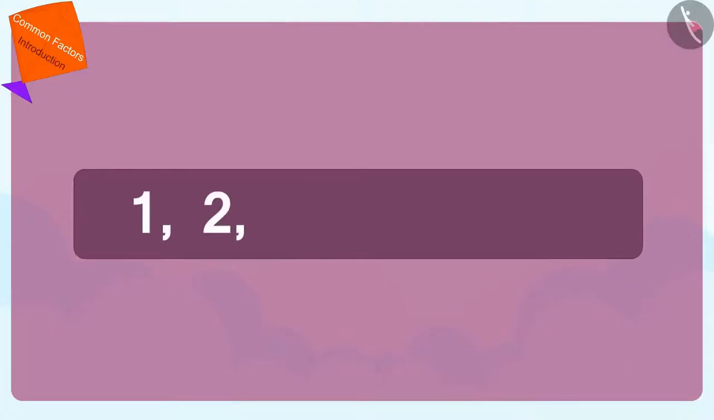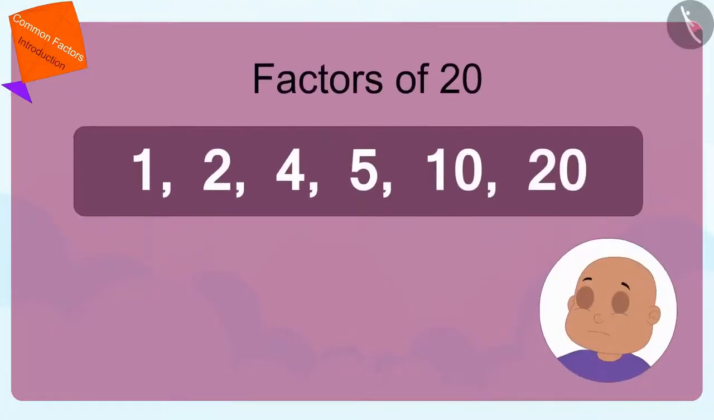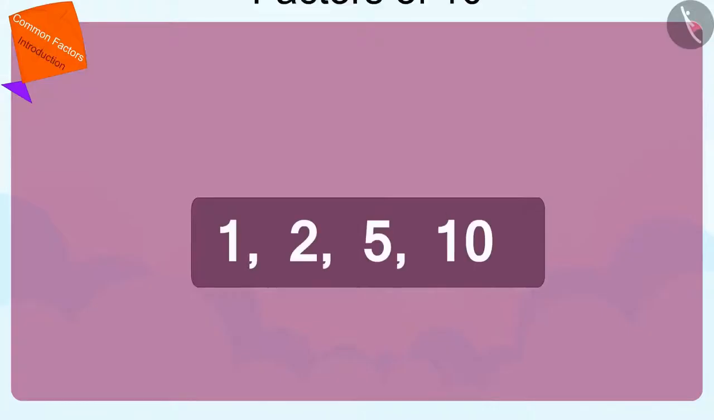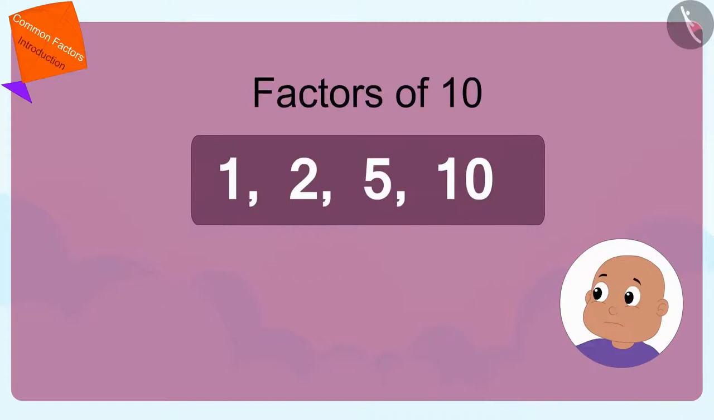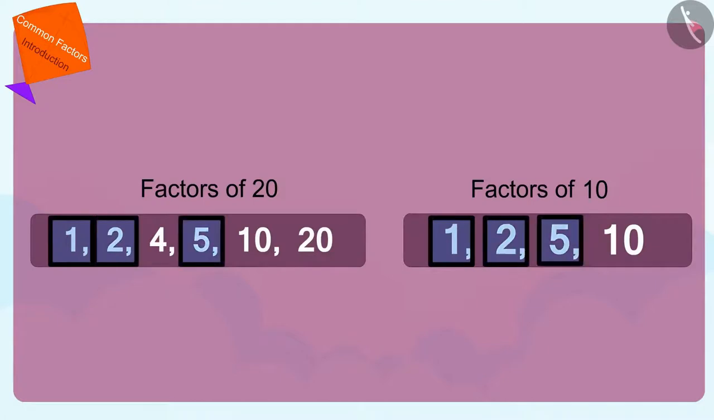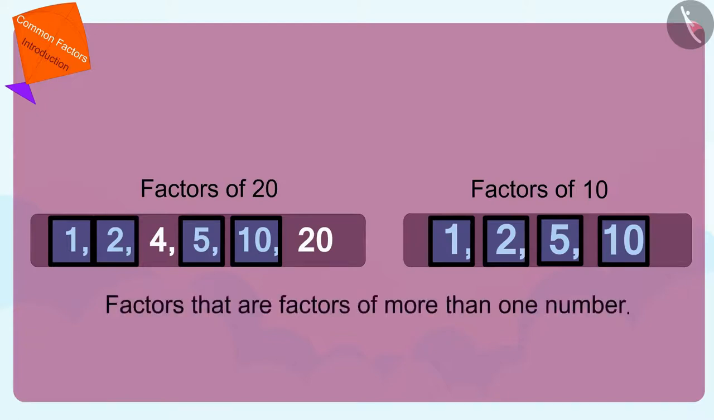He first wrote the factors of 20 in this way. Now, Bubbloo wrote down the factors of 10. Yes, these numbers 1, 2, 5 and 10 are factors of both 20 and 10. And kids, do you know that factors that are factors of more than one number are called common factors of those numbers?